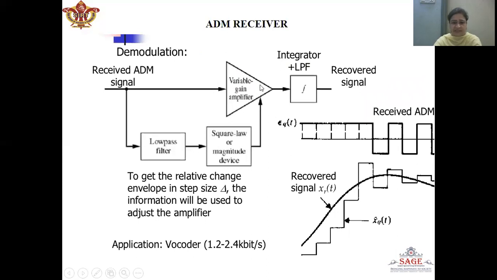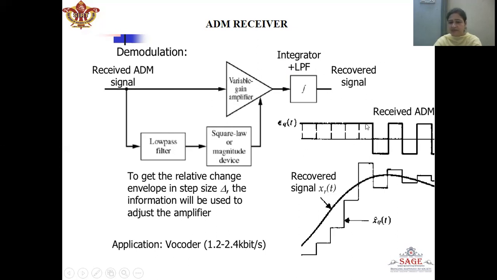Now, this is the ADM receiver shown in more detail. Here we have the received ADM signal. It is given to the low pass filter and the square law device. When the error signal is positive for many continuous outputs, the square law device generates a larger output. This larger output will increase the gain of the variable gain amplifier. So the output will be higher, and it will then be summed with the previous signal, and the recovered signal will be your message signal.